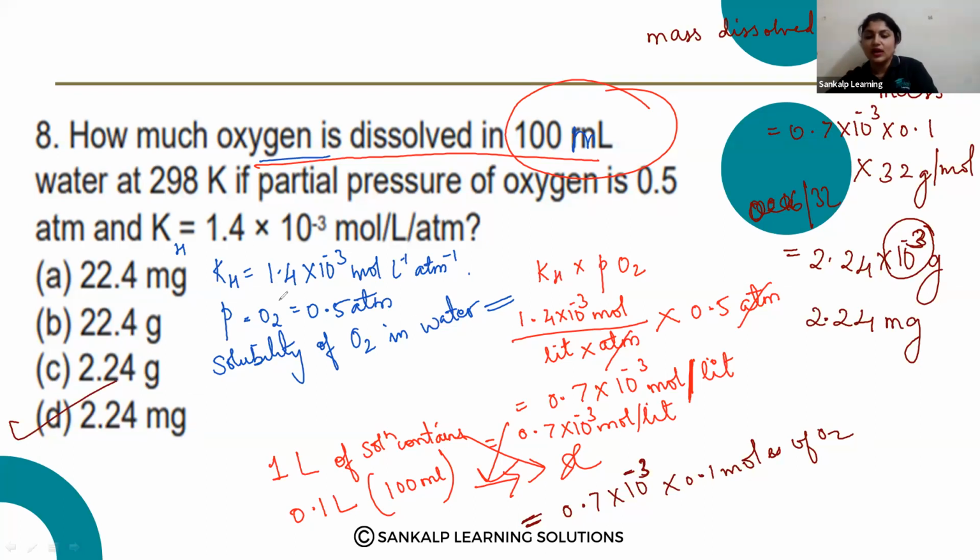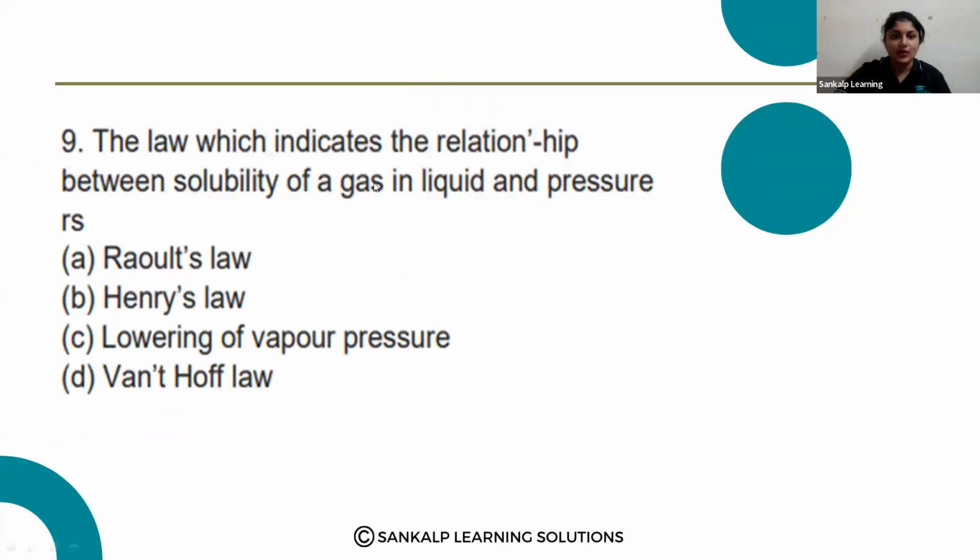So, understood? First substitute whatever you have got. First you have it for 1 liter, then you have to calculate it for 100 ml. After that you substitute and you get the answer, 2.24 milligrams. So the answer is D. I hope you have understood the question. One more question and we'll stop.